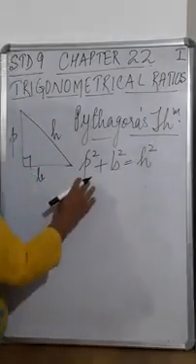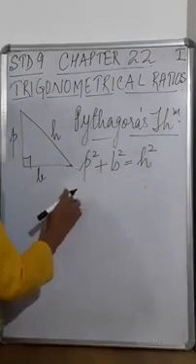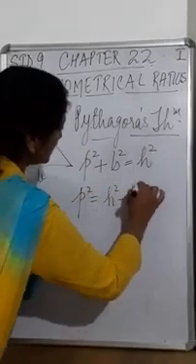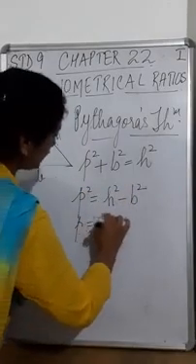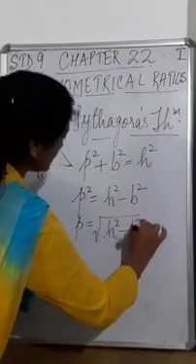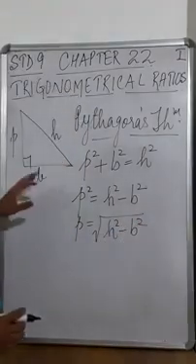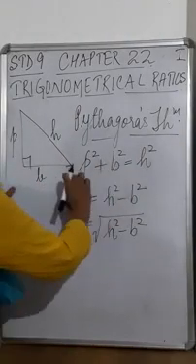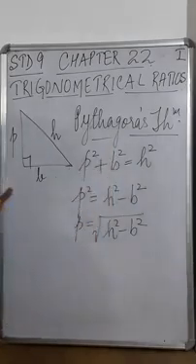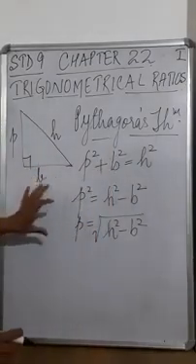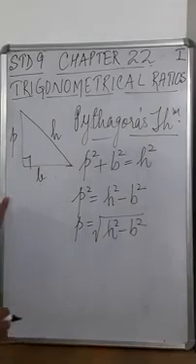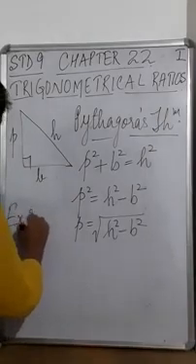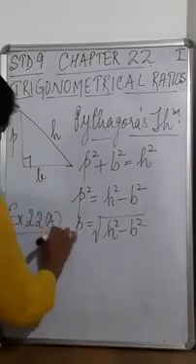Therefore, if any one of the sides is not given, suppose p is not given, then p square will be equal to h square minus b square, or p will be equal to square root of h square minus b square. So this is how we find the perpendicular side and base, and for hypotenuse, simply the square root of p square plus b square. We will be widely making use of this and the 6 trigonometrical ratios which we have done. With this, let us start the first exercise, exercise 22a.